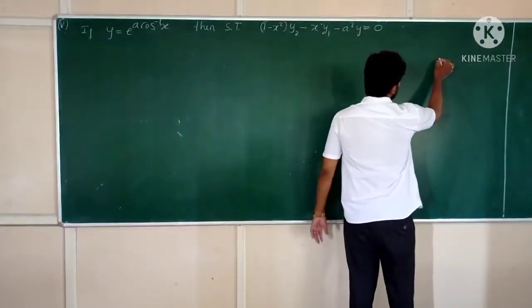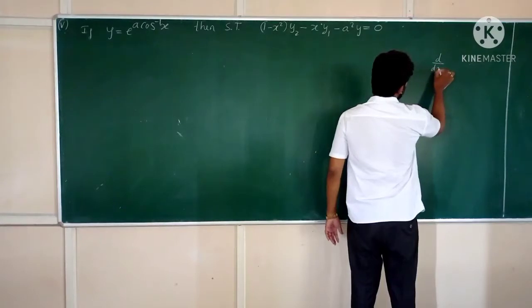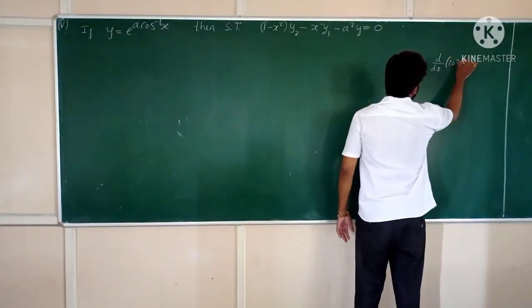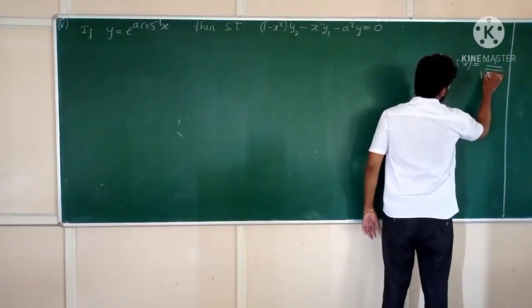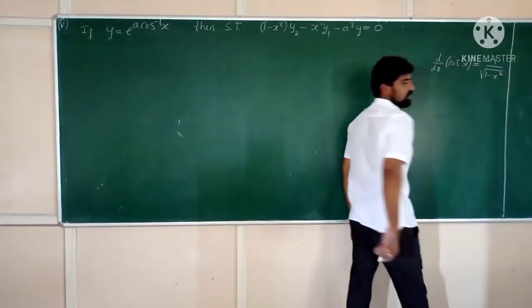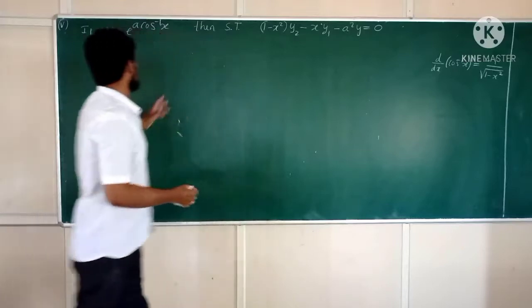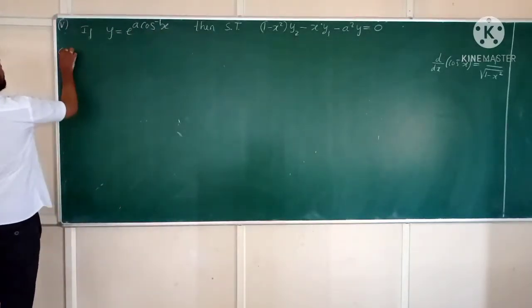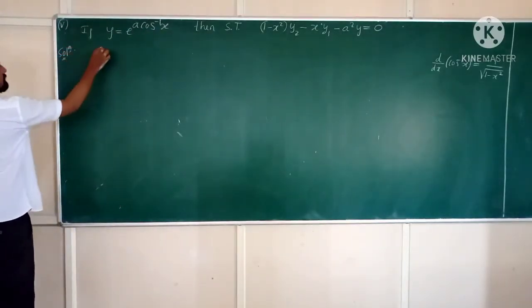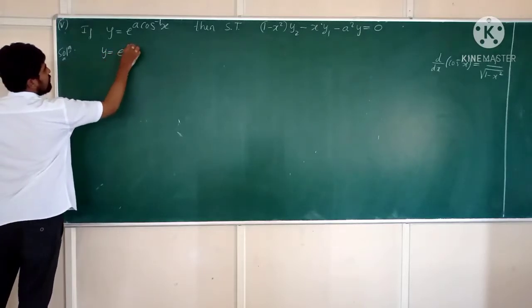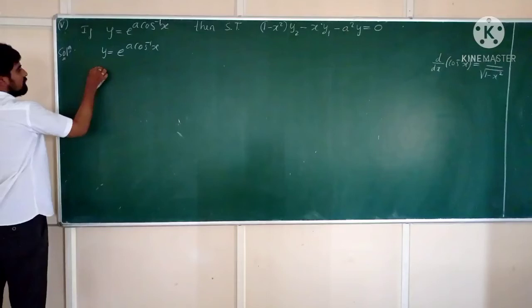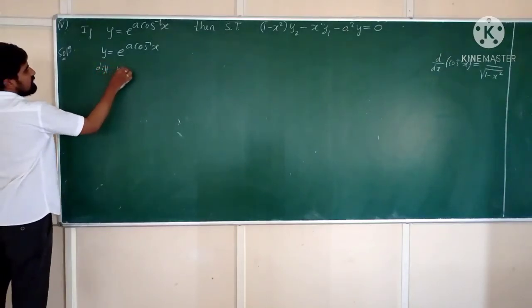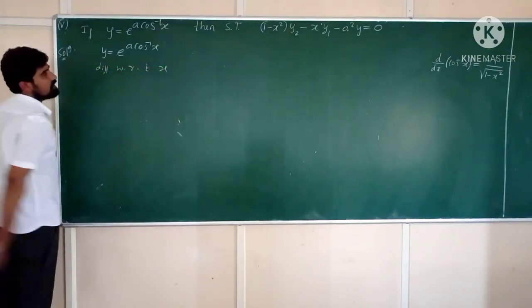As you know that the derivative of cos inverse x is minus 1 divided by square root of 1 minus x square. Let's start the solution. Let us consider y. Y is equals to e power a cos inverse x. Now, differentiate with respect to x.